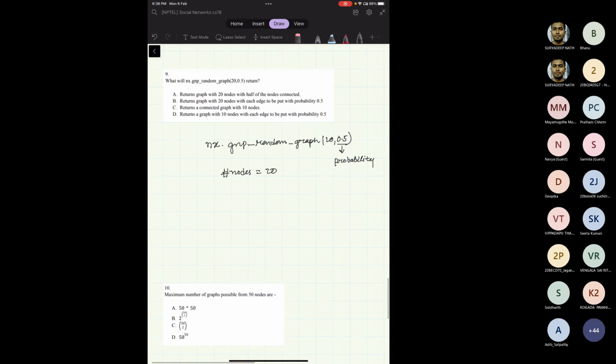There are in total n times (n minus 1) divided by 2 possible edges, that is 20 times 19 divided by 2, which is 190 edges. Now it goes through all 190 edges and considers whether to include each edge with probability 0.5. It's basically like flipping a coin to decide whether to include the edge or not. So it returns a graph with 20 nodes with each edge included with probability 0.5. Option B is the right answer for this question.